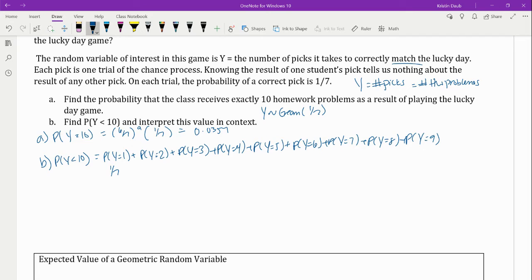If y equals 1, that means I succeed on the first try, I get 1/7. If y equals 2, that means I fail on the first try, but I succeed on the second try. y equals 3 means I have to fail twice and succeed the third time, etc. And we'll follow the same formula until the end. The last one down there is y equal to 9. So I need to fail 7 times and then succeed the very last time.